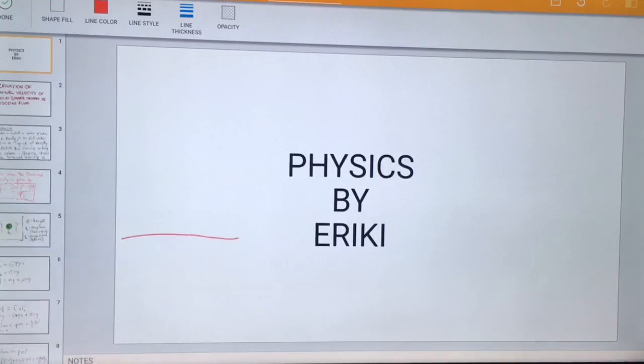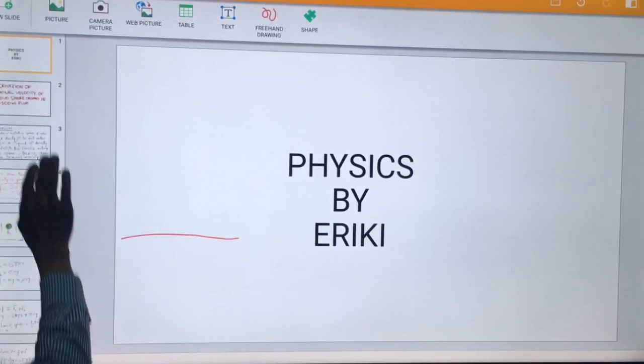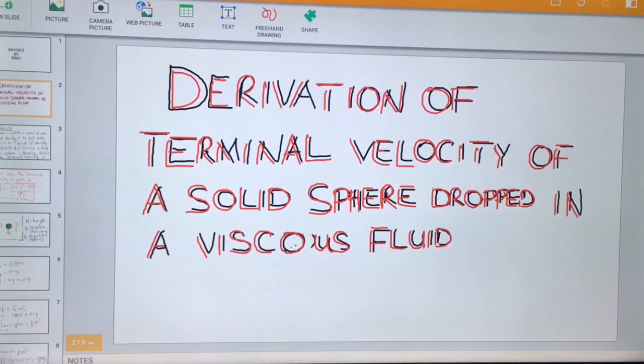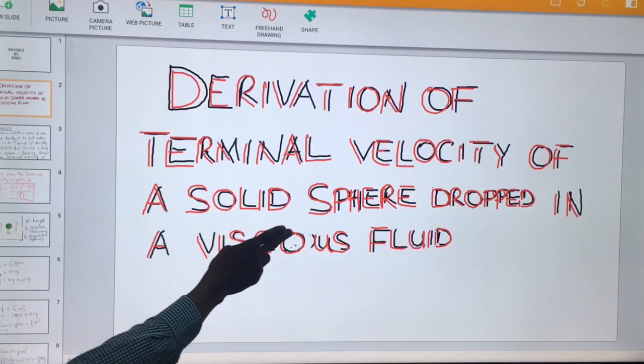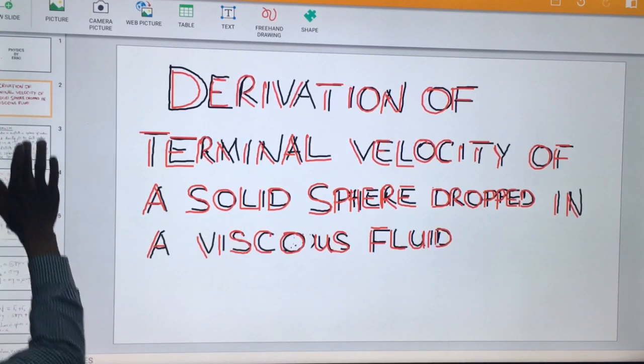Today we want to discuss terminal velocity. We want to look at the derivation of terminal velocity of a solid sphere dropped in a viscous fluid.